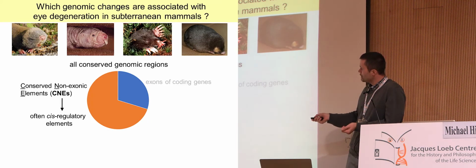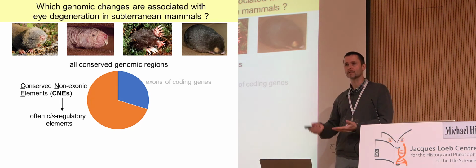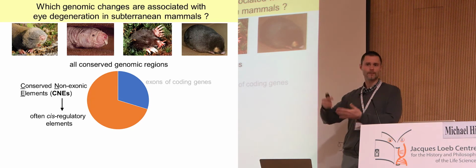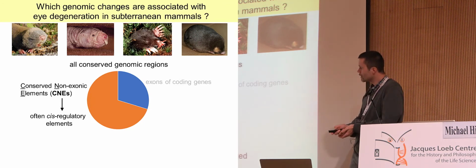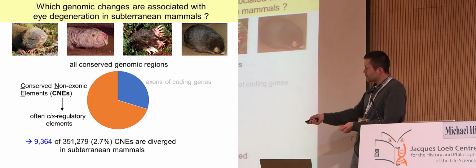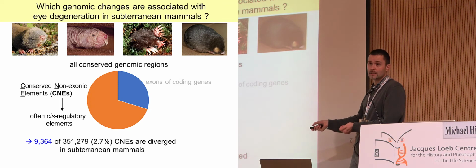And in mammals, when we compare mammalian genomes, the larger part of these conserved genomic regions sit in non-exonic regions, so they don't overlap exons, and many of these conserved non-exonic elements, or CNEs, overlap cis-regulatory elements, those that drive expression of genes at different time points and in different tissues. So here we screened a set of 350,000 of these elements, and we found significant sequence divergence in these subterranean mammals in about 9,300 of them.